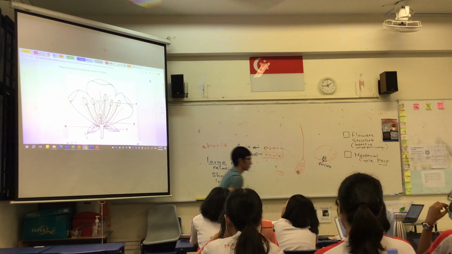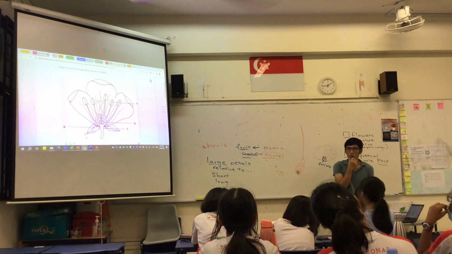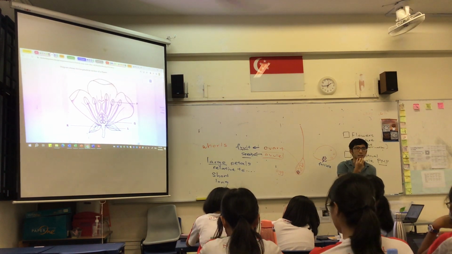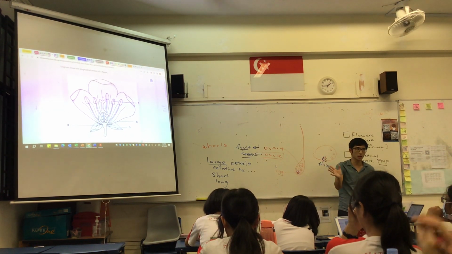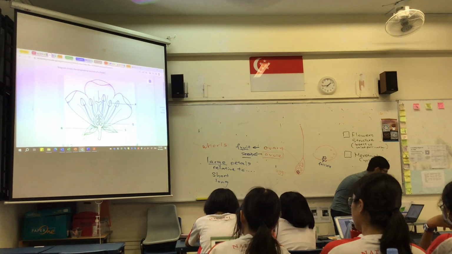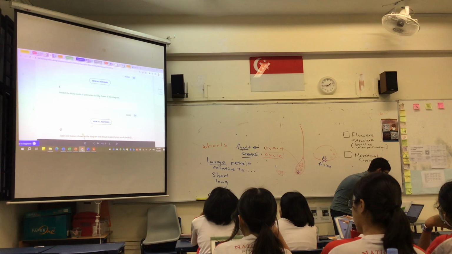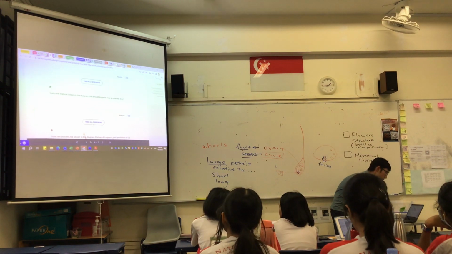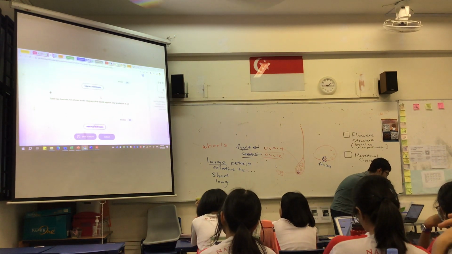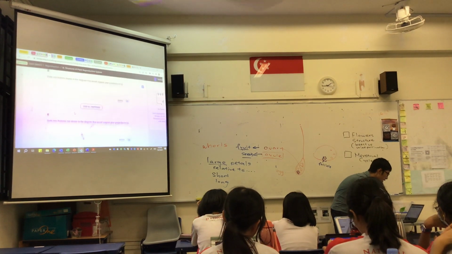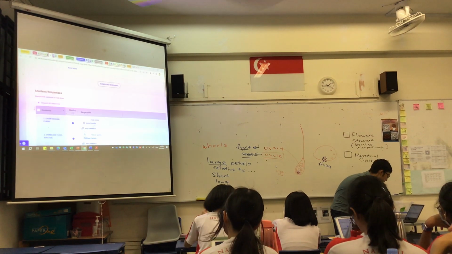Okay? Any other things that could label or identify as insect pollinated? Okay, then it asks you to state the feature. And then it says state two features not shown in the diagram. Okay, let's look at some of your friends' responses.